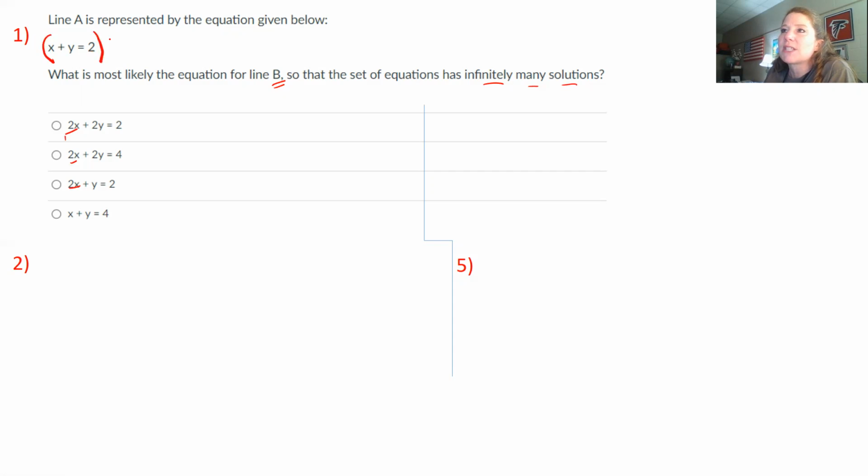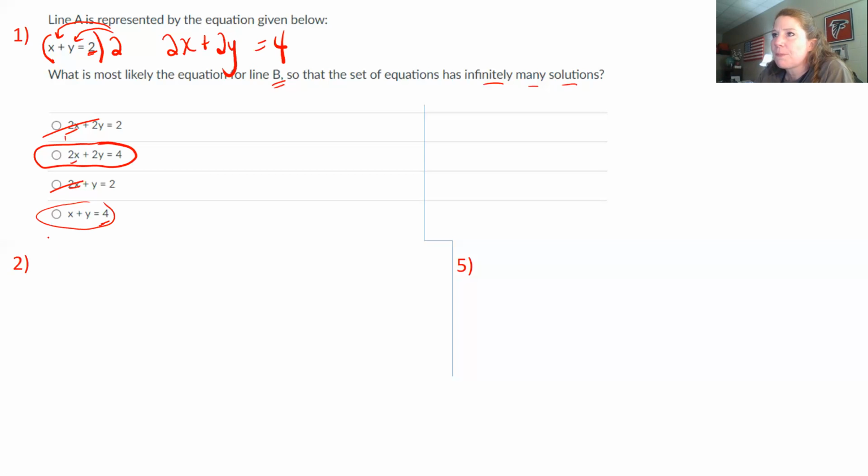So let's see if this is one of our choices. If we multiplied every single term by 2, we'd get 2x plus 2y, excuse me, and then 2 times 2 is 4. Well, that is one of our choices. The other two don't match. And with this one, all they did was multiply only the answer behind the equal sign by 2, so that doesn't make any sense. So the answer is letter B on that one.